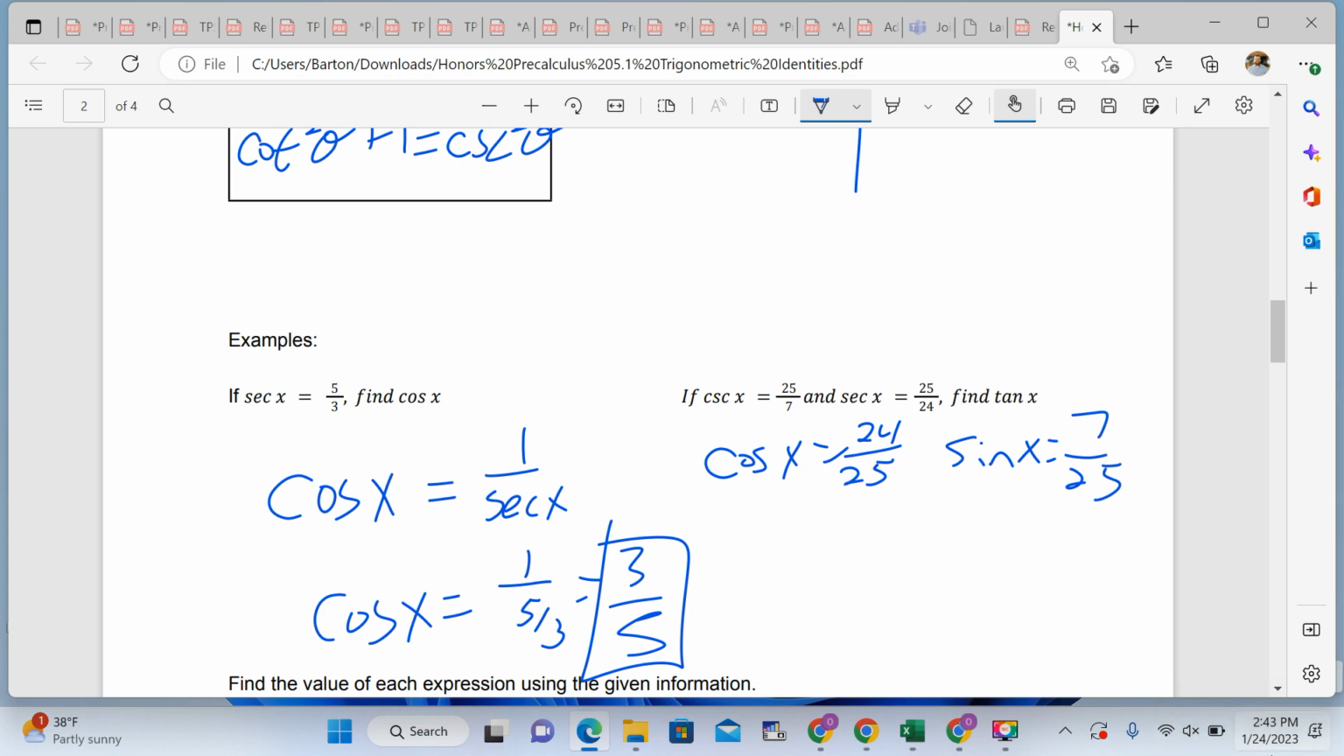Now, what do we know about tangent? Tangent is sine over cosine, right? So it'll be 7 over 25 divided by 24 over 25. 25's cancel. I'm left with 7 over 24.